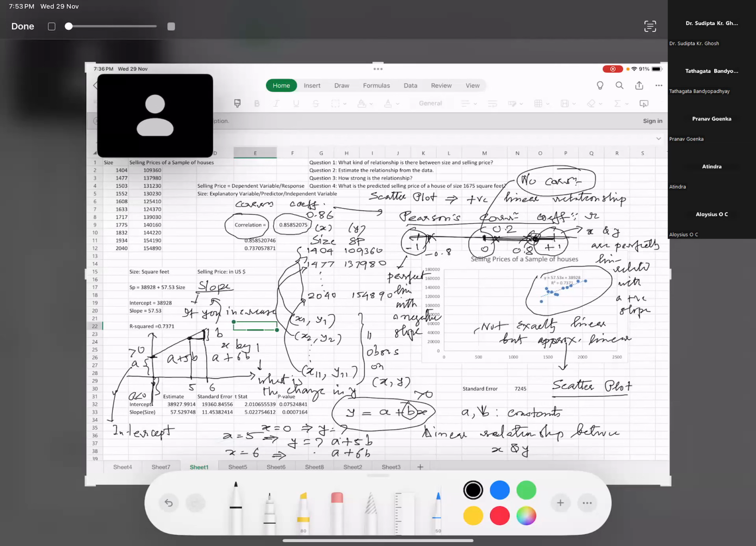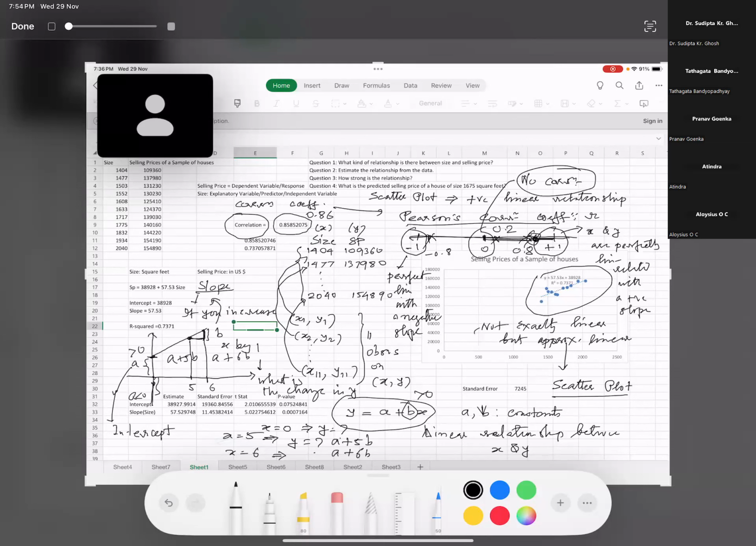That means the selling price and size have very good correlation. The correlation is actually strong. As the correlation is strong, that means using size, you can get a good predicted value of the selling price.